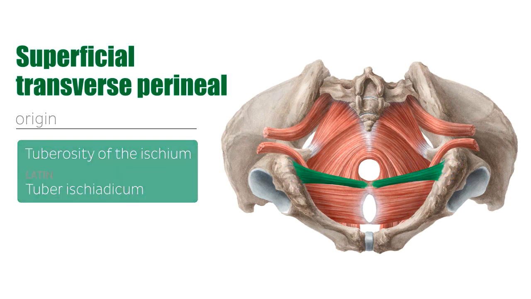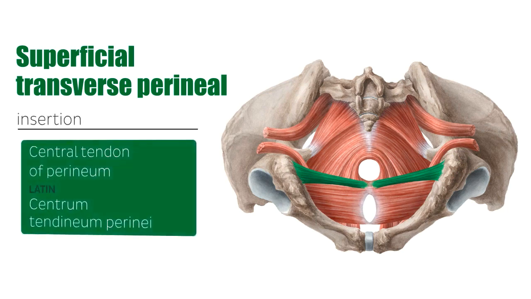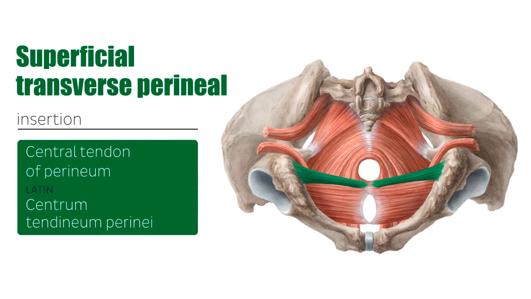The muscle goes all the way to insert into the central tendon of the perineum, or the perineal body, joining in this way with the muscle of the opposite side, as you can see also here on this image. It also joins the external anal sphincter just behind and the bulbospongiosus muscle just in front.